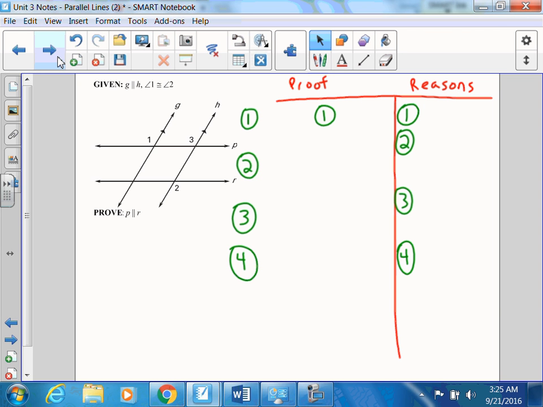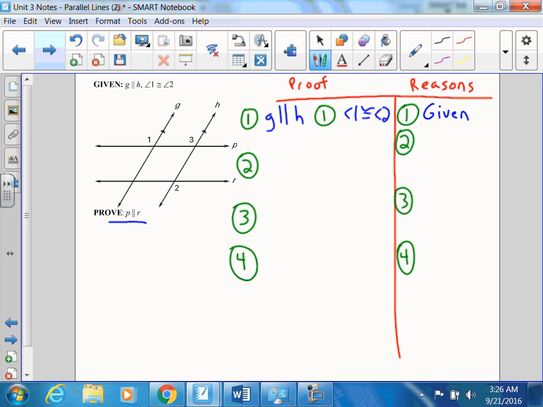All right, this is most likely a proof that's going to trip you up, because right now we do not have 2 pairs of parallel lines. We have 1 pair of parallel lines and 1 pair of congruent angles. We have to prove the other pair of parallel lines are, not congruent, parallel. We're trying to prove that P and R are parallel. All right, so first, G is parallel to H. And angle 1 is congruent to angle 2. And that's our given information.